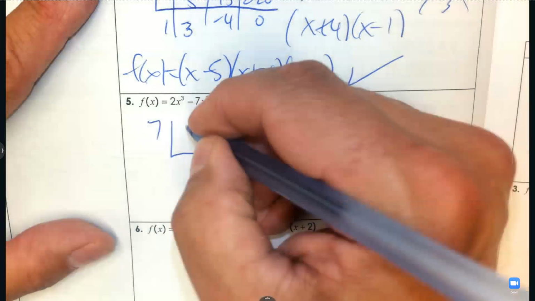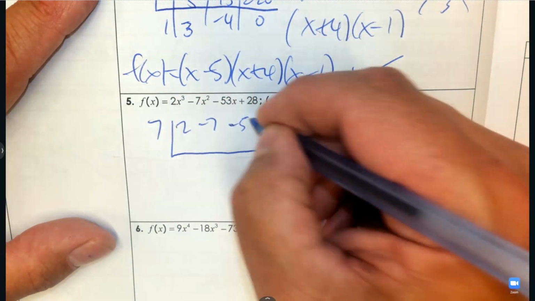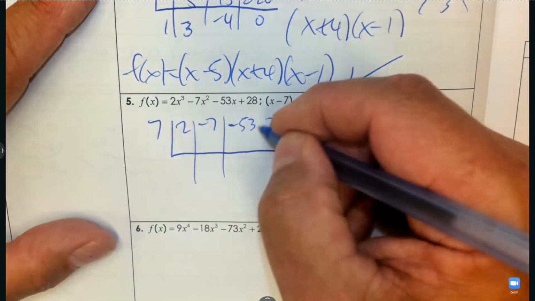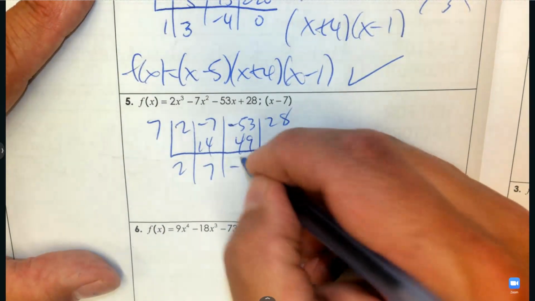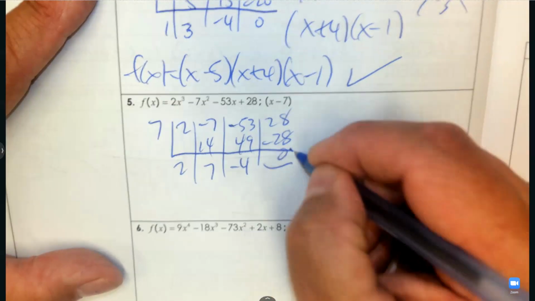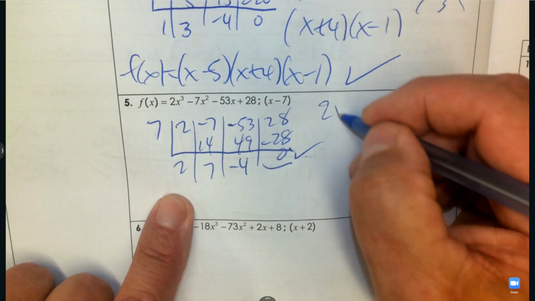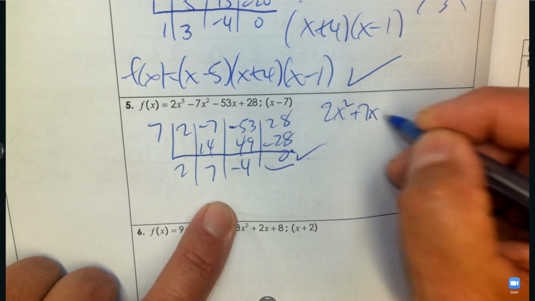Let's try it again. You're given one of the factors. The coefficients are 2, negative 7, negative 53, and 28. And then I multiply and add. Notice I know that it's going to be 0. What's left over is 2x squared minus 7x minus 4.